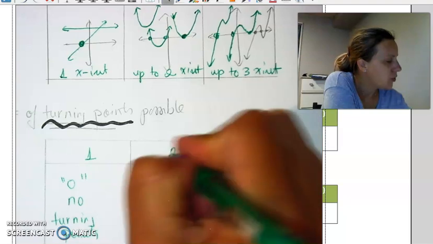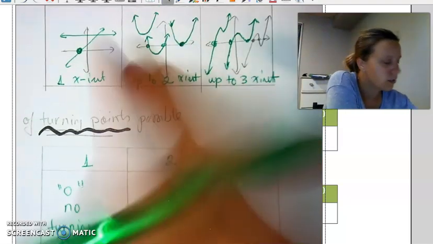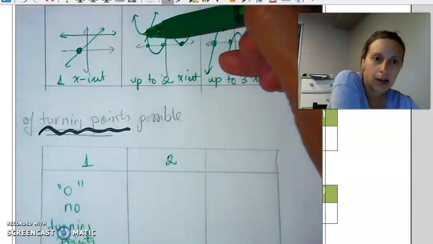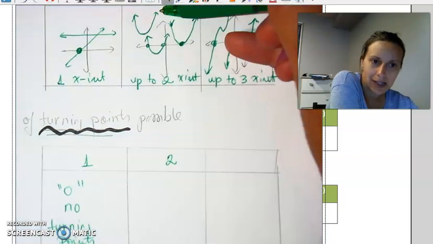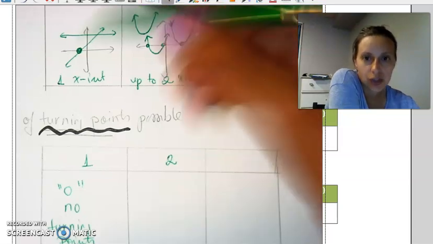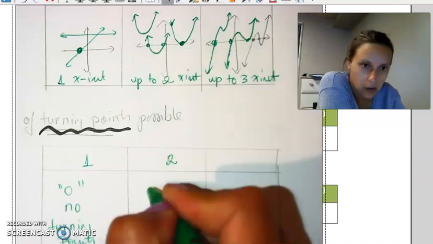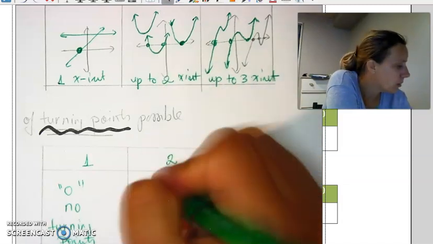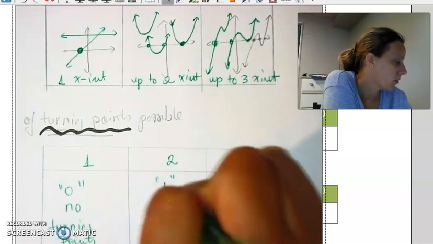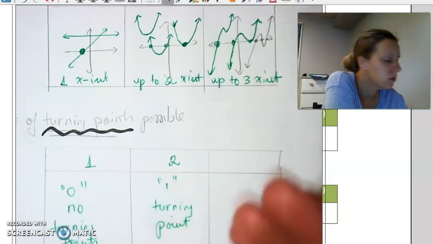Now for degree 2, how many times does a parabola change direction? Well, look at it. For this parabola opening up, it's decreasing all the way down to the vertex, and then it starts increasing. That's how we define a turning point: a point where the graph changes direction, right? So now you can see it's only one. It has one turning point, and that is the vertex. It's either a maximum or a minimum for parabolas.